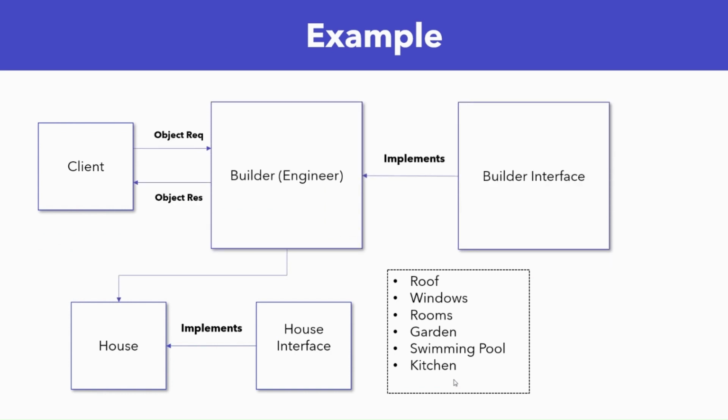The engineer will get all the information that the client requires, and based on the client requirement, we will build a house. Some clients will require a normal simple house with roof, windows, rooms, kitchen, some will require houses with a swimming pool, and some will require houses with a garden, right? So based on the requirement, the engineer will create an object and return the object to the client. Let me put that into a coding example so that you might understand much more clearly.